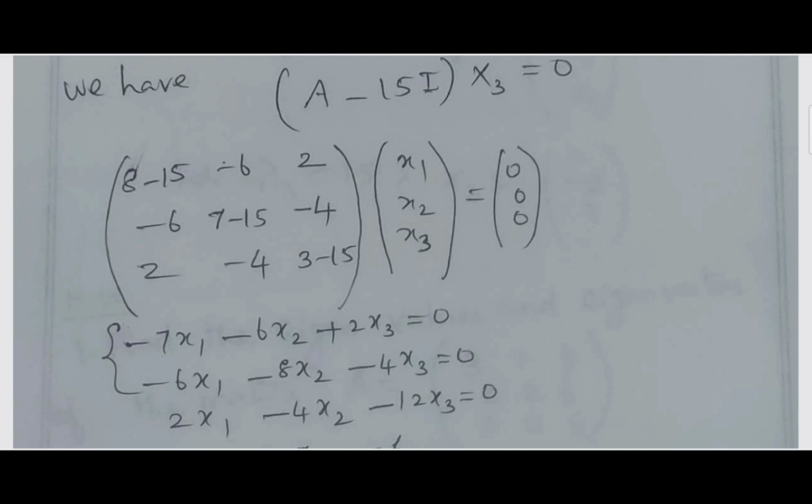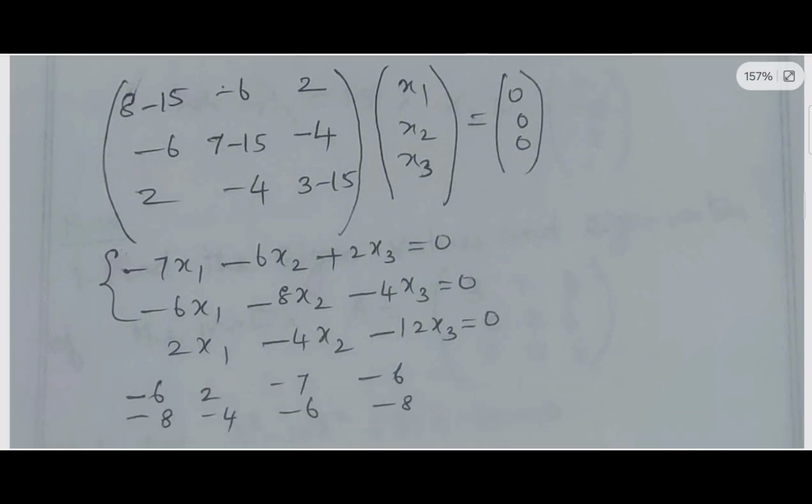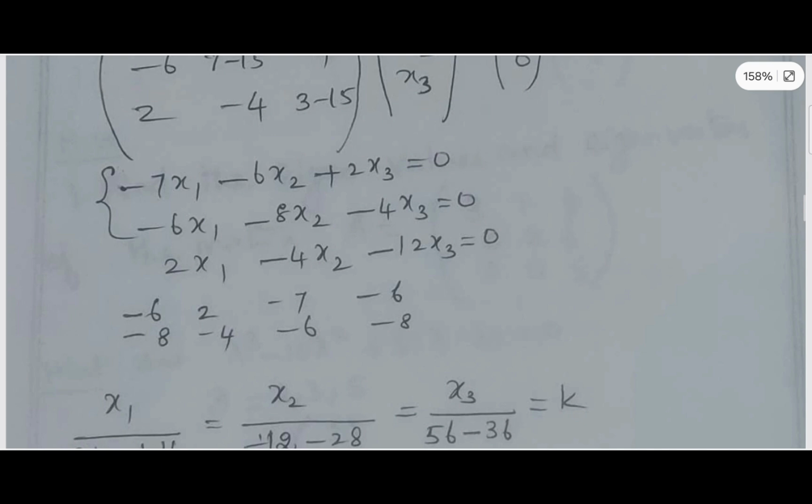So you got all the numerical values, like the equations like this: 7x1 minus 6x2 plus 2x3 is equal to 0. Minus 6x1 minus 8x2 minus 4x3 is equal to 0. 2x1 minus 4x2 minus 12x3 is equal to 0. And based on that we are going to find out.